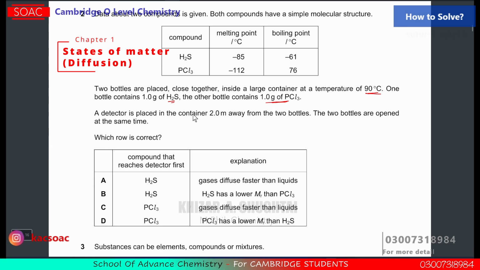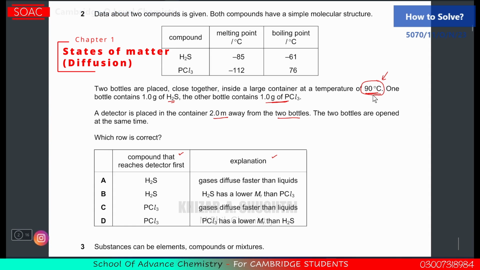A detector is placed in the container 2 meters away from the two bottles. The two bottles are opened at the same time. Which row is correct? There are 2 columns and 4 rows. One column is the compound that reaches the detector first, and there is an explanation. First of all, this question is about the rate of diffusion. Which gas is going to diffuse first? And you know that the temperature is 90 degrees Celsius. At 90 degrees Celsius, both are in the form of gas.